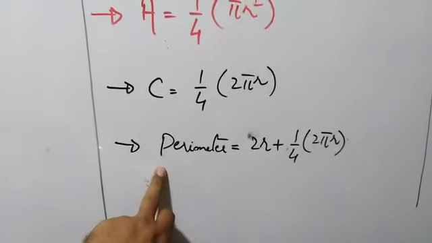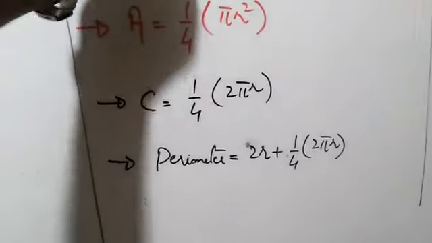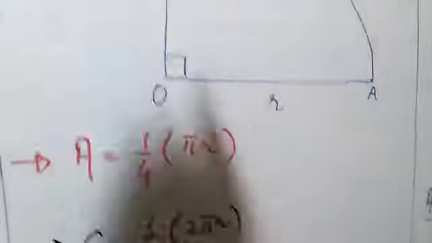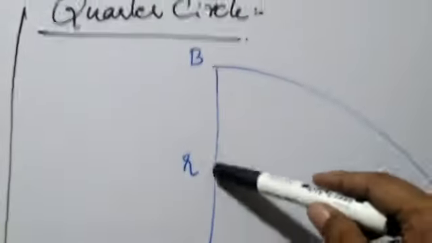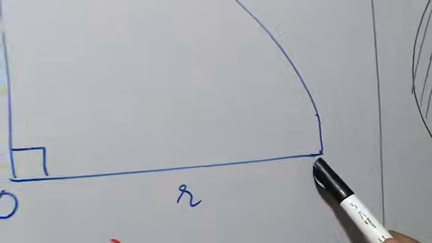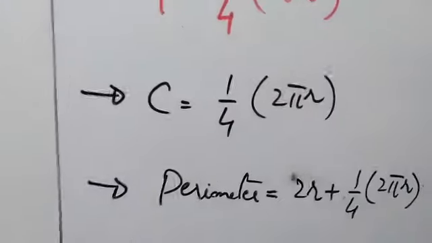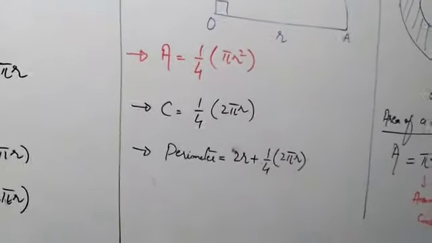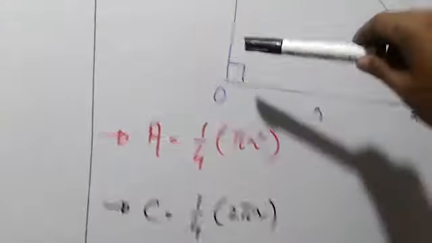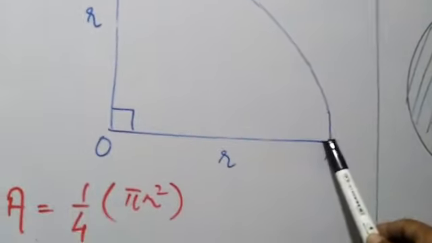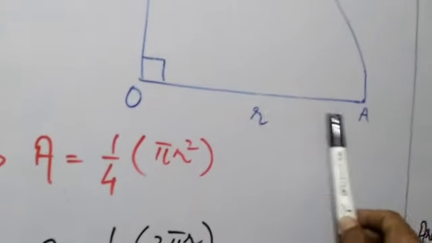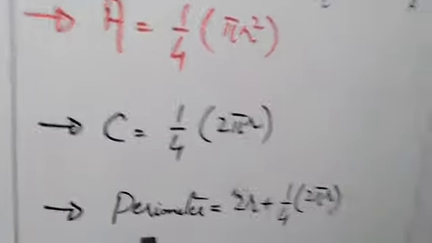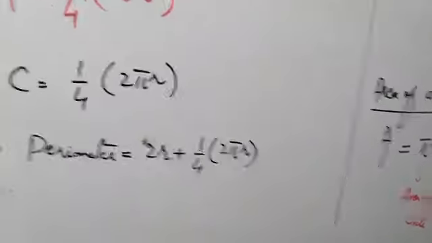Now perimeter. Perimeter means the sum of all sides. For example, if I move from O to A, then B to A, and after that A to O. What is the definition of the perimeter? Perimeter means the sum of all sides. The first side is the radius. The second side is the circumference of the quarter circle, plus this radius, right? So perimeter is equal to 2r plus 1 upon 4 of 2 pi r.